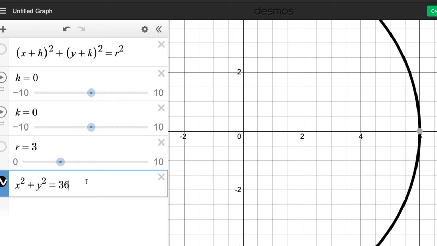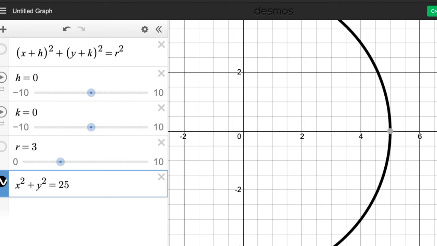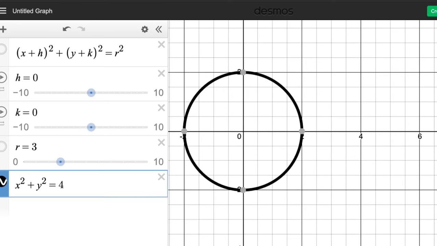What if I change this number to 25? Now the radius is, you guys will all shout out. 5. You take the square root. What if I had that equal to 4? Then the radius is 2. You always take the square root of whatever this number is, and you will find the actual radius, because that number had to be squared for our formula.